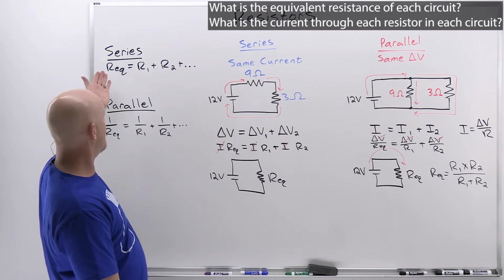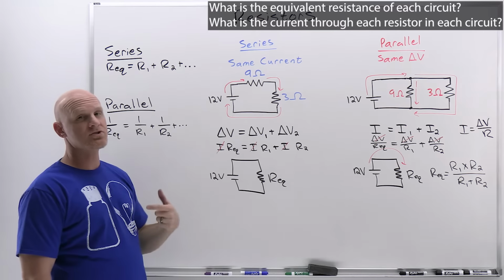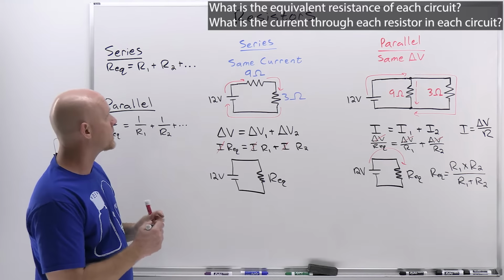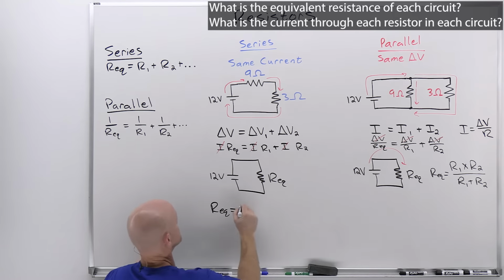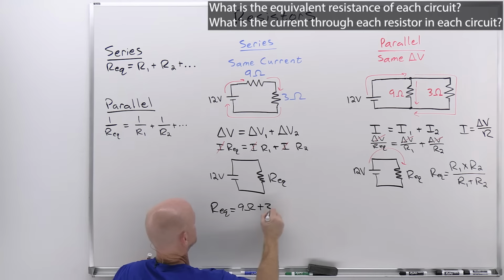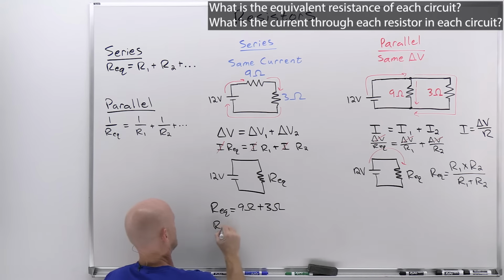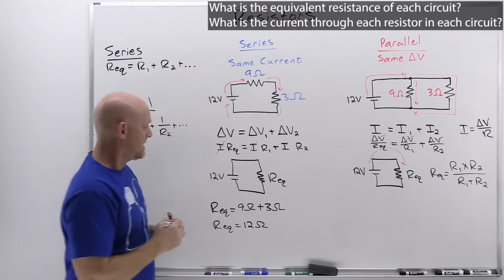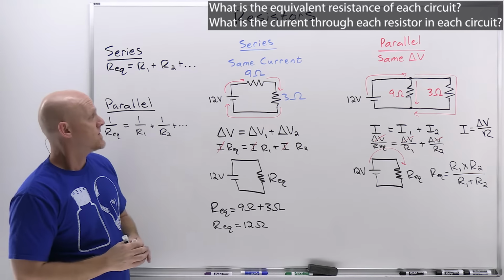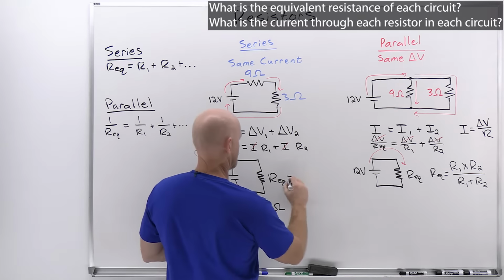Again, we can simply add the resistors together to get the equivalent resistance and then work our way backwards. In this case, our equivalent resistance is just going to equal 9 ohms plus 3 ohms, and we can quickly see that it's going to be 12 ohms, which makes our life easy. So the equivalent resistance, done.